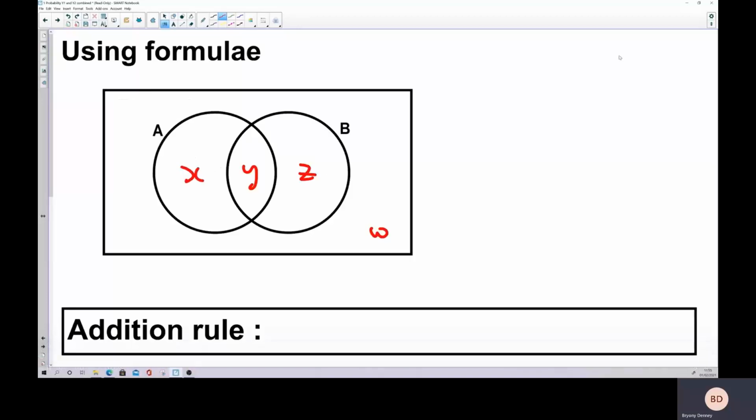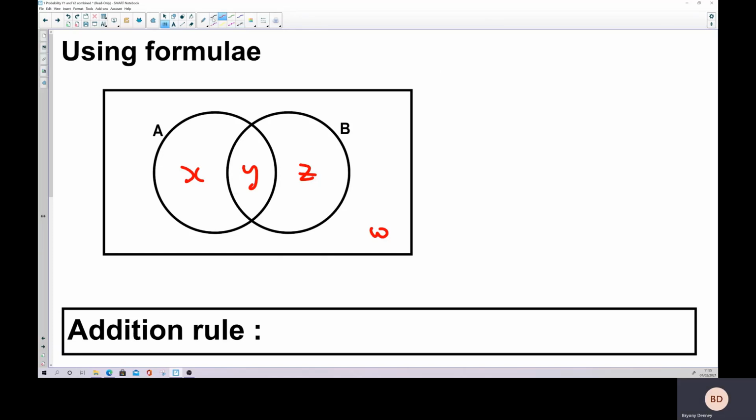And we're going to look at some formulas that you can use when answering probability questions. Now, what I've got here is a Venn diagram, and I've just labelled the probabilities X, Y, Z, and W in these four regions. So Y is the intersection of A and B, and X plus Y would be the probability of A, and Y plus Z would be the probability of B.